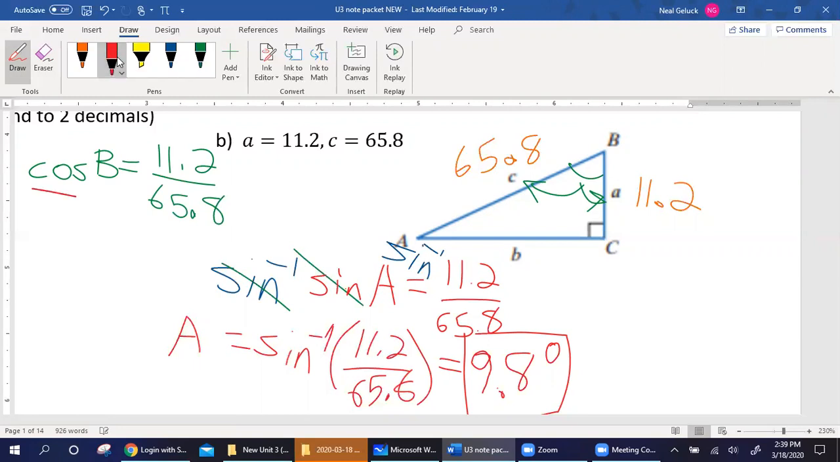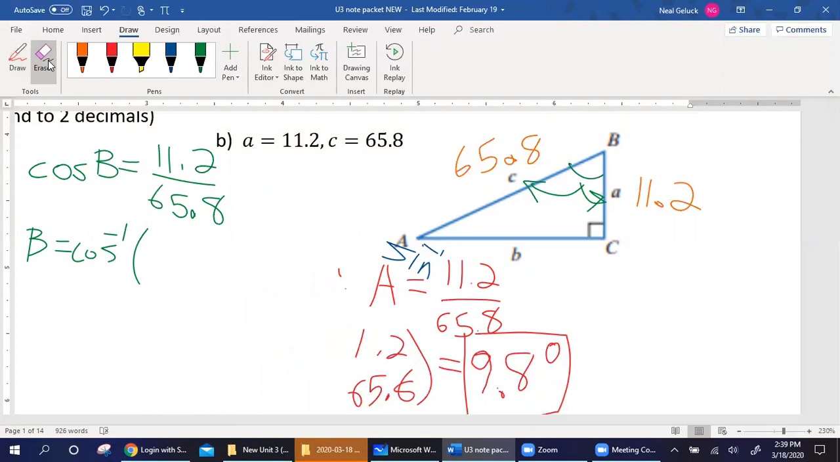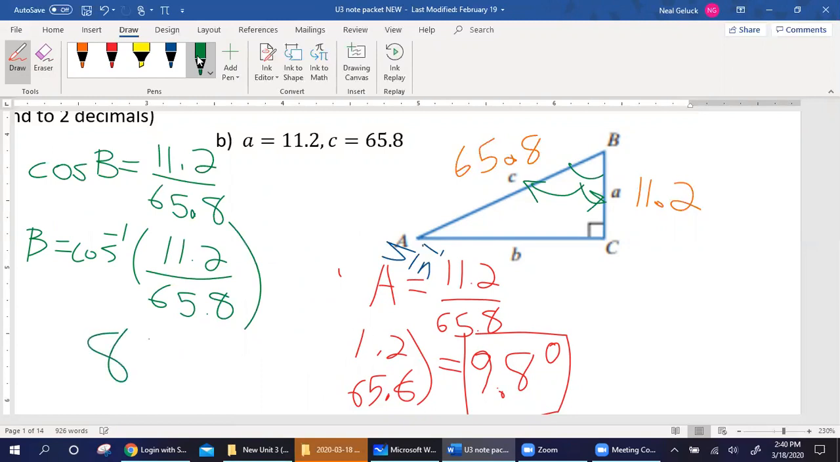Sometimes students will say, well, do I divide by cosine? No, I cannot do that because cosine is an operation. That's like saying, oh, I'm going to divide by the multiplication symbol or something like that. It doesn't make sense. So I take the inverse cosine. So B is going to be the inverse cosine of 11.2 over 65.8, which is going to give you about 80.2 degrees, and we've solved it.